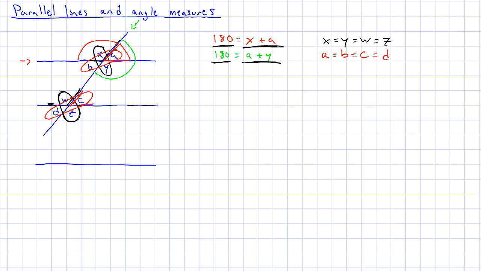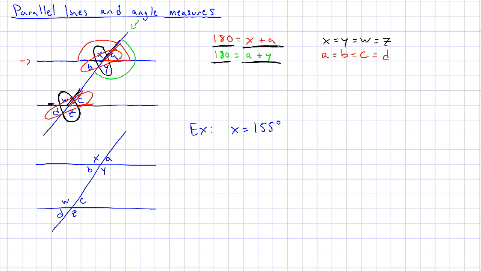I'll draw my two parallel lines here. I will draw my transversal line here. And then I will label my angles here. All right. Now, let's say, for example, I am told that angle X equals 155 degrees. And I'm asked to find all the other angles.